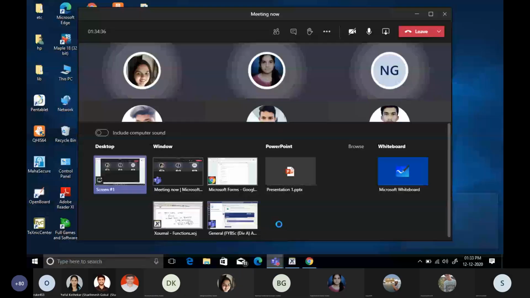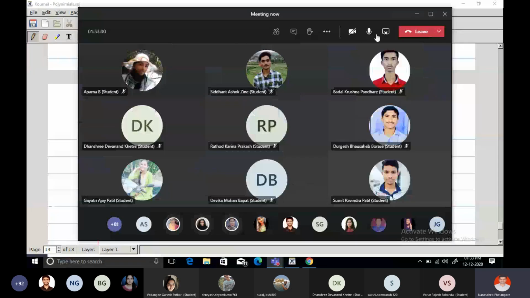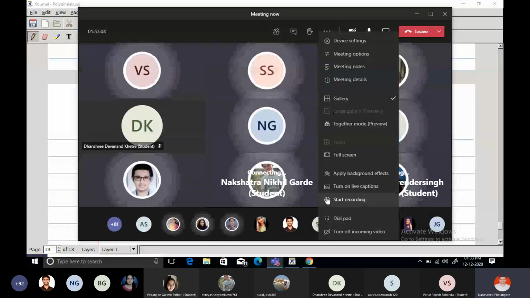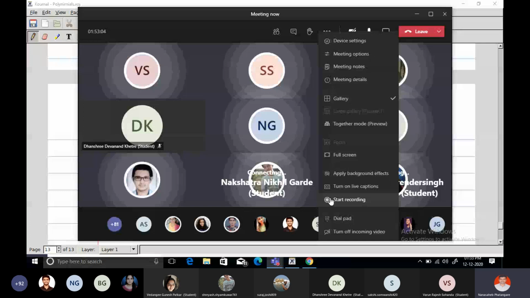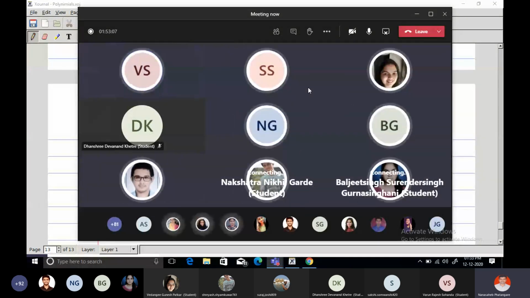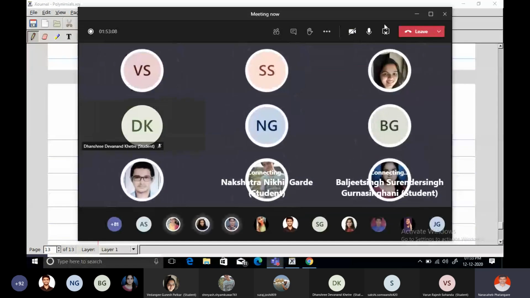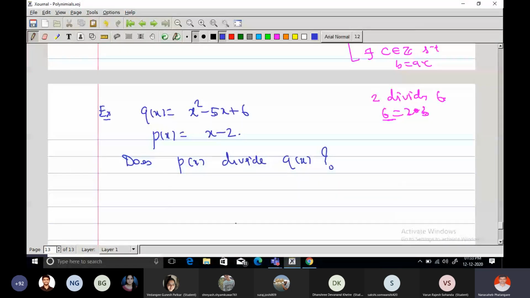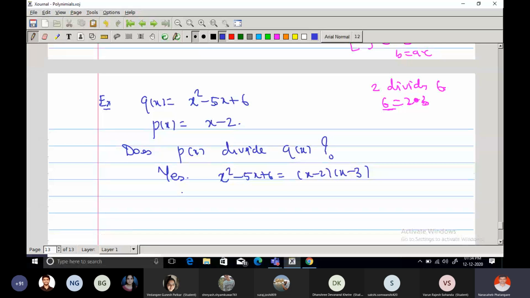Yes, sir. Right. Because x square minus 5x plus 6 is x minus 2 into x minus 3. Am I right? So therefore this is my qx equal to hx times px. What is hx in this case? hx is x minus 3. So there is another polynomial which is a factor of qx.